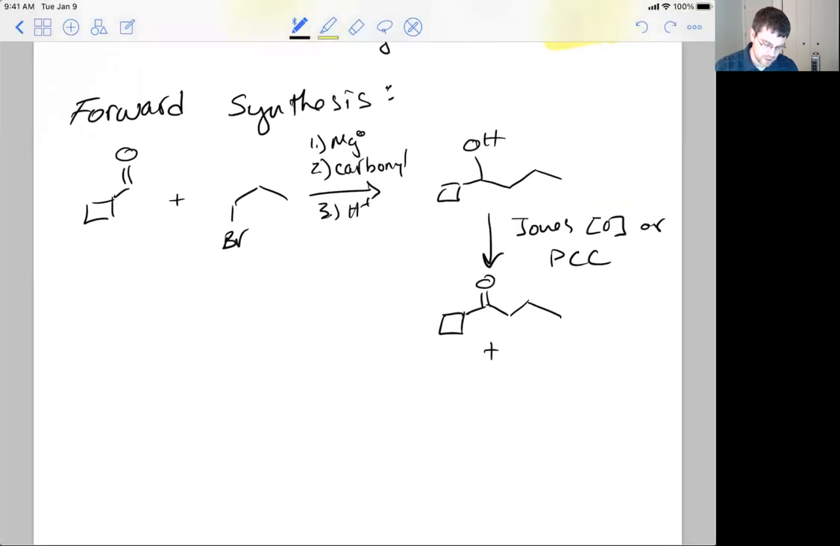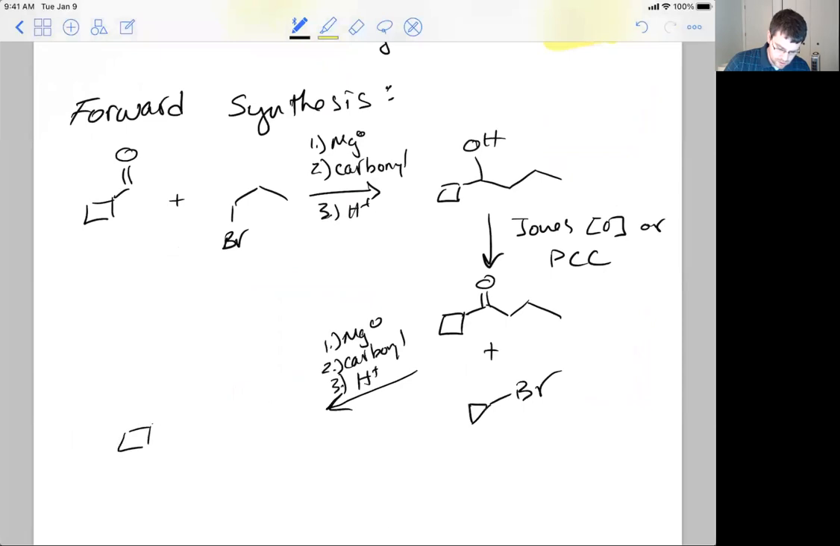Okay, so let's mix these together. I'm going to do step 1, magnesium, step 2, carbonyl, and step 3, H+. Okay, when we do that, we're going to get to this. This is just our product. Okay, so there's the forward synthesis.